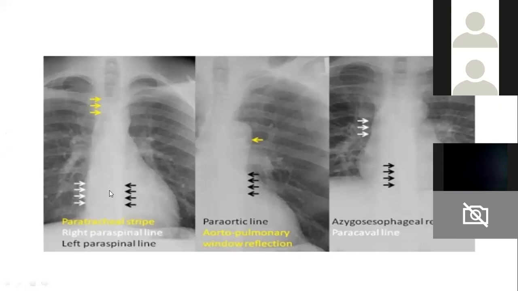A few more stripes and lines can help us. Just beside the vertebral margins, vertical linear bands are seen. These are called the paraspinal lines, one on the right, one on the left. The left is more consistently seen. Usually the left paraspinal line is medial to the para-aortic line. This is the para-aortic line, and the left paraspinal line is thicker as compared to the right. This is what we need to remember. And both these lines, if distorted or thickened or deviated, indicate a posterior mediastinal mass.